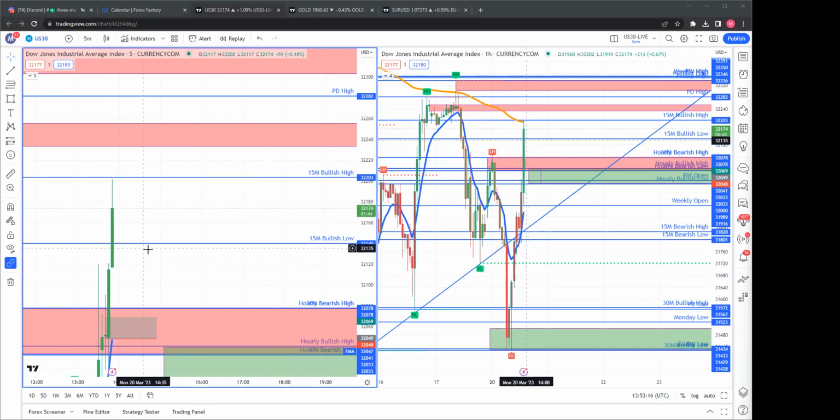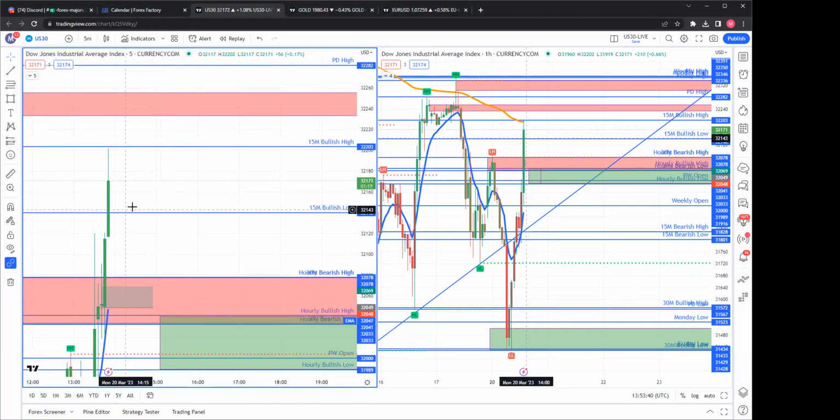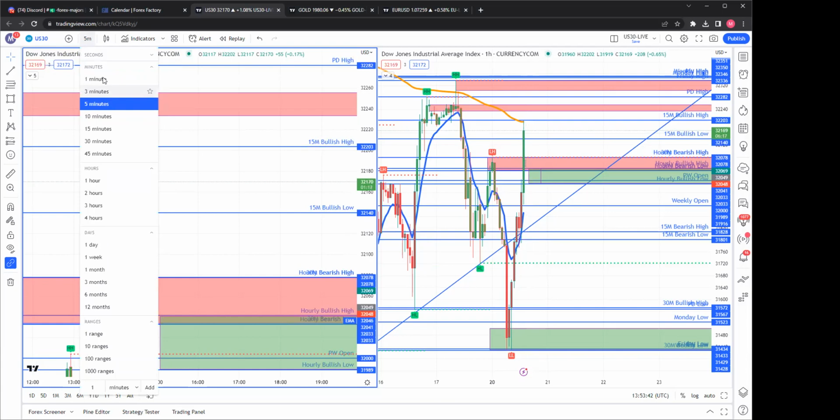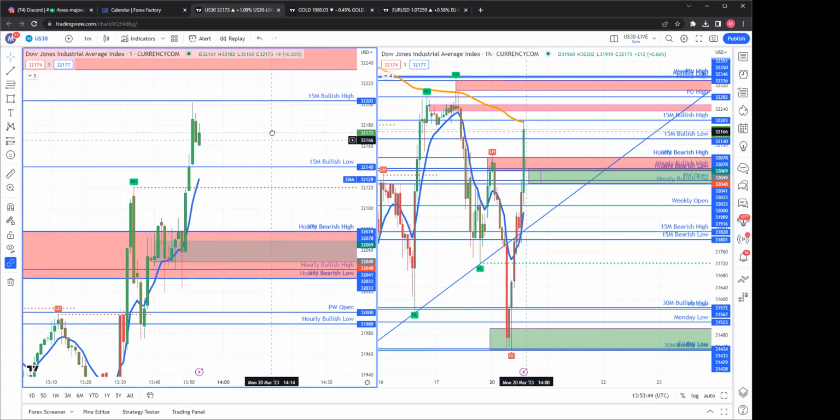Now, the only entry we have right now for a buy on US 30 is the 15-minute bullish low and bullish high. But remember, I do not trade 15-minute bullish or bearish zones by themselves. To trade this, I would have wanted to see an hourly bullish low next to it, or a previous daily high, daily low. So even though US 30 is bullish, any buy I take here, I need to find another confluence.